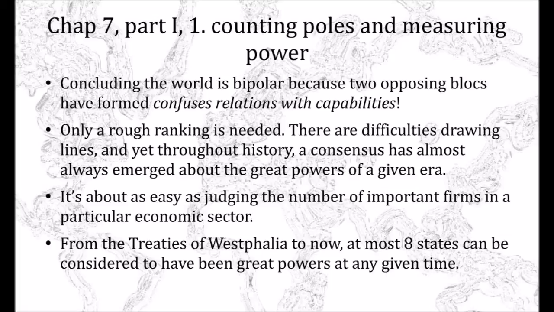Of course, there are always difficulties judging, is this country now powerful enough to be considered a pole? Where exactly is the cutoff? So he concedes that it is difficult sometimes, but you only need a rough ranking. And he points out that throughout history, there has generally been a consensus. People can come to a consensus about what the great powers were in any given era. And he says it's about as easy as judging the number of important firms in a particular economic sector. He points out that from the treaties of Westphalia to now, at most 8 states can be considered to have been great powers at any given time. So the largest number of great powers has been 8. And when he wrote this in 1979, there were 2. This was during the Cold War.